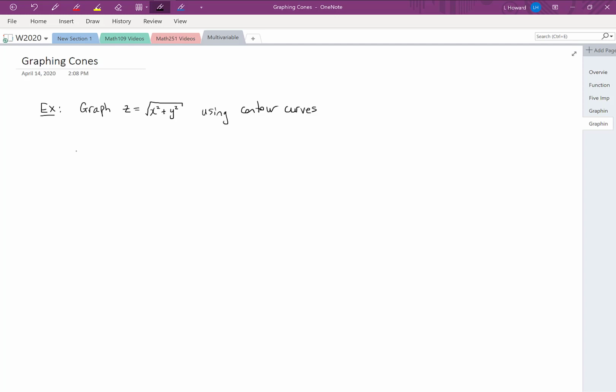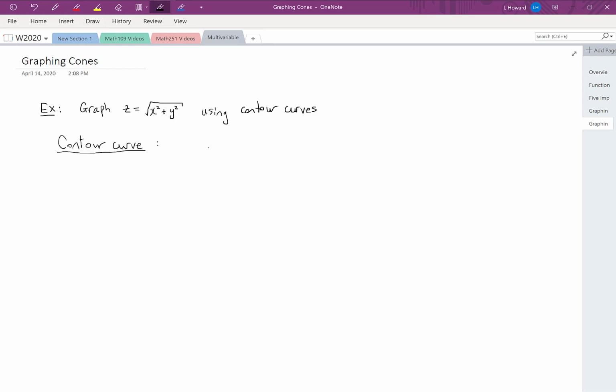In this video, we're going to take a look at the idea of graphing cones. In our first example, we're going to try to graph the surface z equals the square root of x squared plus y squared using contour curves. So let's think back to our previous videos and refresh our memories on what contour curves are.